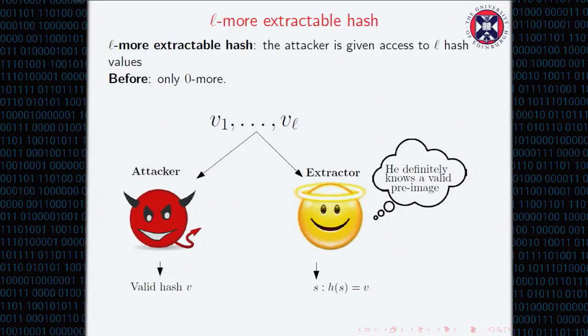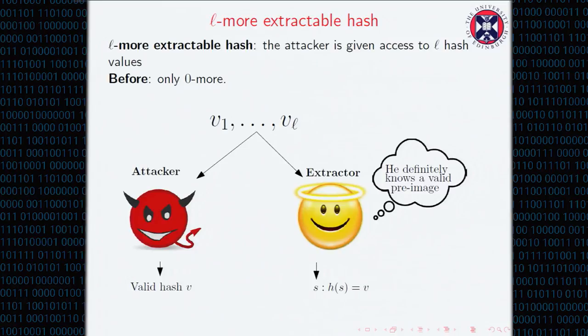So in this work, we construct one-more extractable hash, and the idea is the following. Prior to creating his own hash value V, the attacker is given access to L hash values V1 to VL. Okay? Before we had only zero-more. So before we had extractability, but the attacker didn't have access to any previously computed hash value.